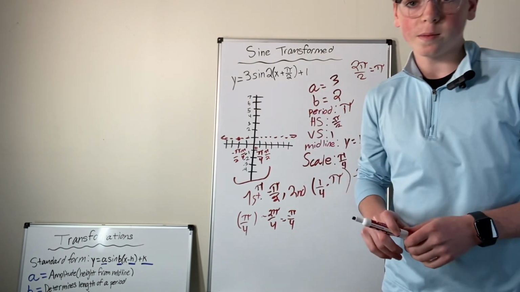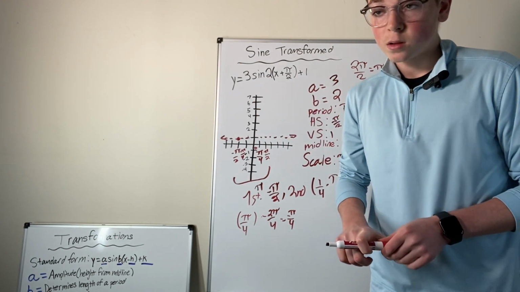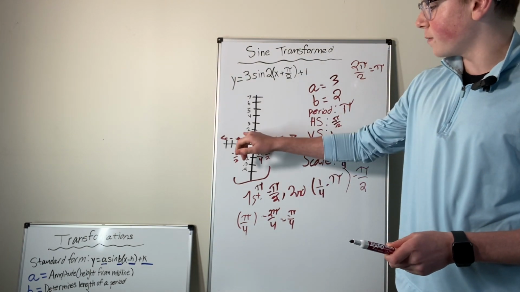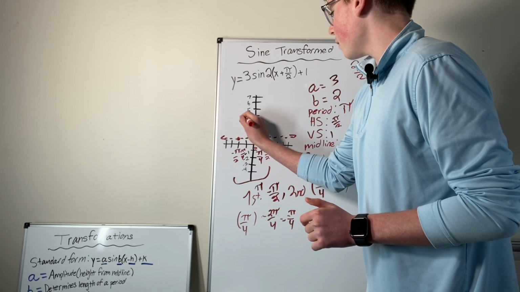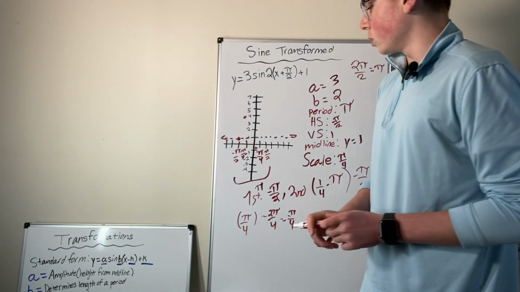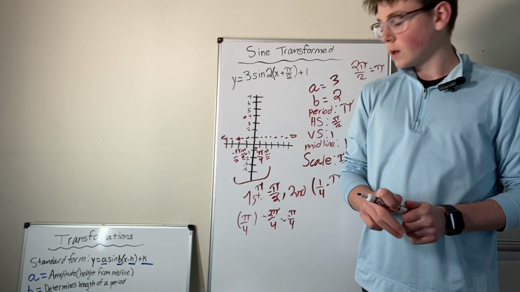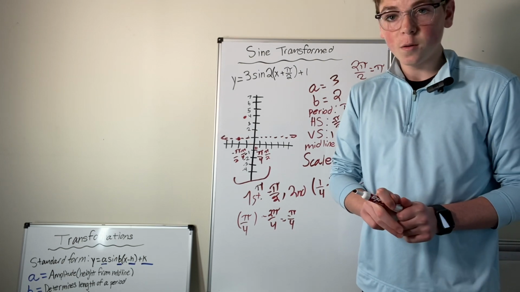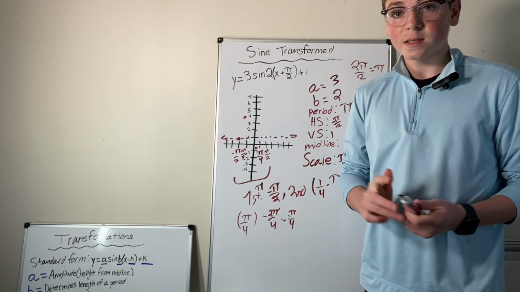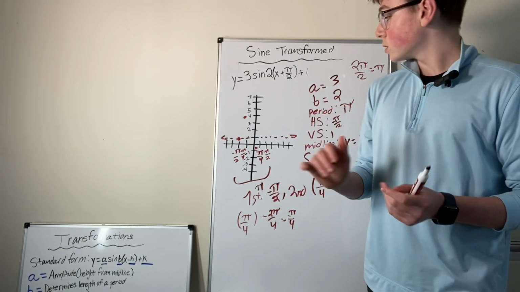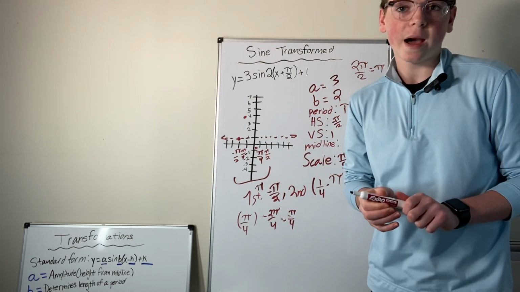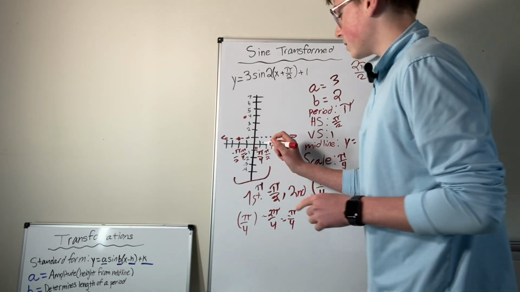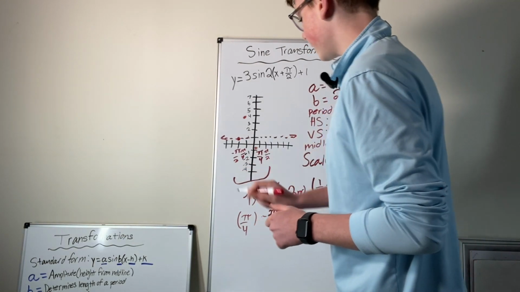But when we go from 0 to 1 at negative pi over 4, we should really be going up 3 because that's our amplitude. So instead of moving up 1 to 2, we have to move up 3 to 4. And again, this will look weird as negative pi over 2 and negative pi over 4 because it's compressed. But that's for another video if you need more explanations.